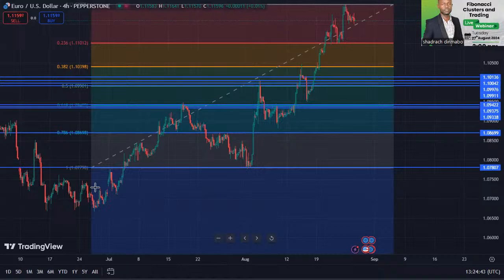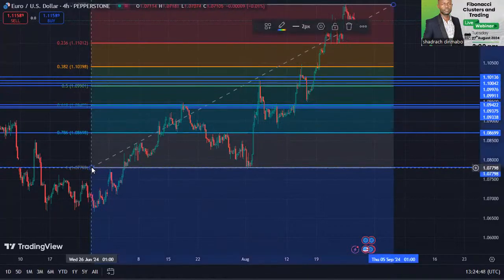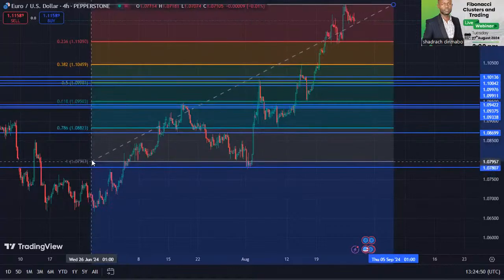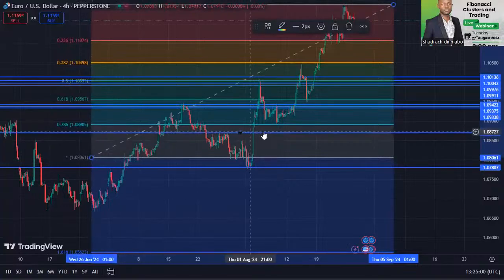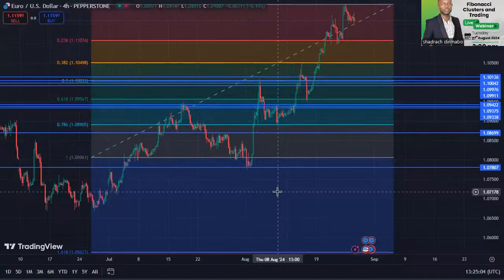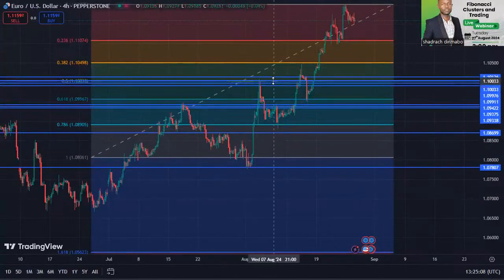We still shift again to the next higher low. So here's the next higher low we are looking at, this point. Okay. Do we have any of the Fibonacci clusters around that point? Okay. We have this one here. Okay. So let's put this at this point here.